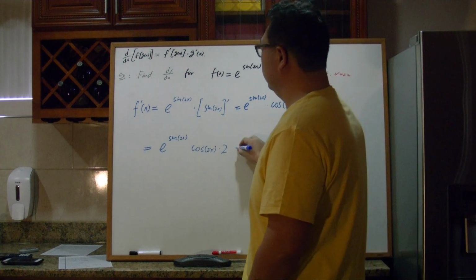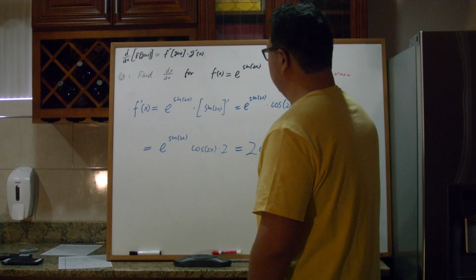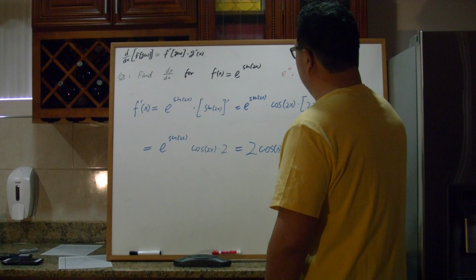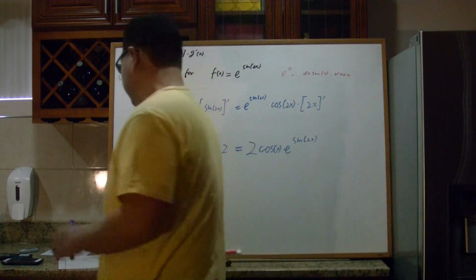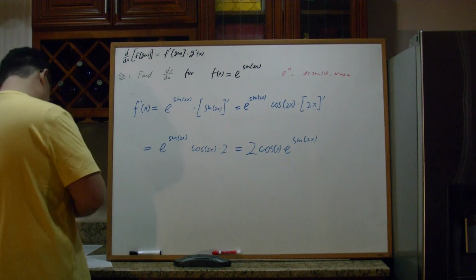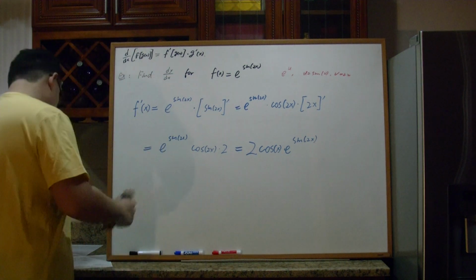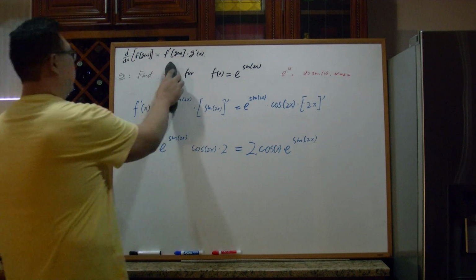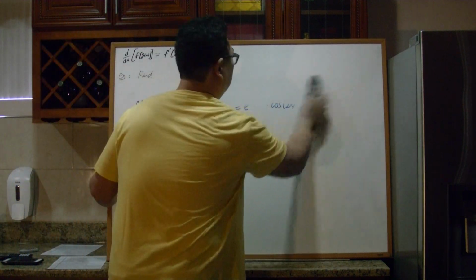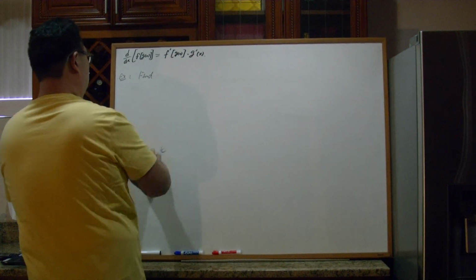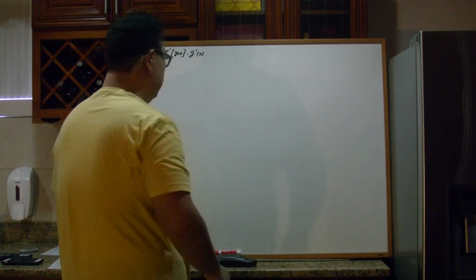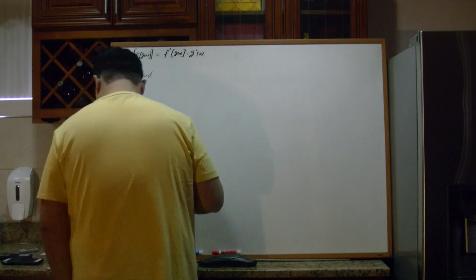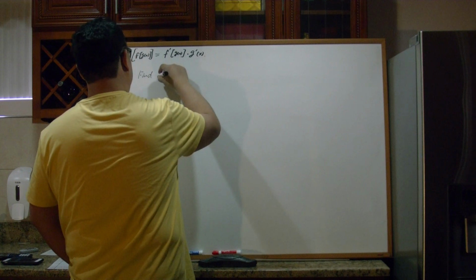I'll take the derivative. Then we'll get 2 cosine x e to the sine 2x. Just simplify a little bit. That is what this one is doing. Right, so just follow step by step and observe carefully what we have. So find the derivative.